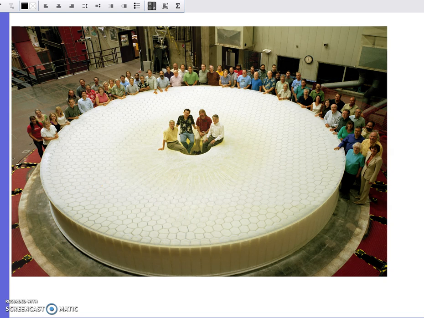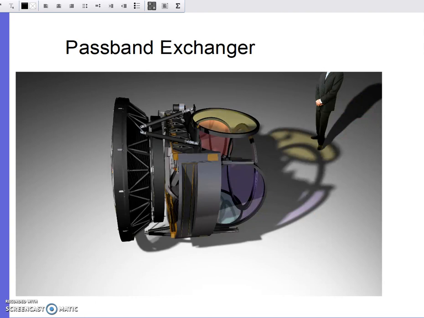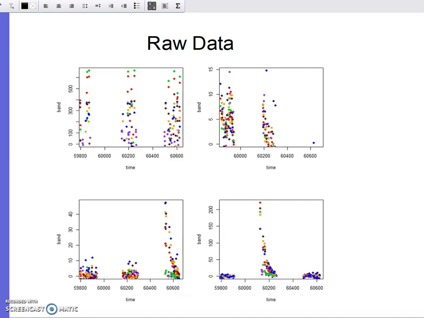It also has a passband exchanger, which is great for doing not spectroscopy, but getting a lead on. They've picked these colors to be able to differentiate, say, different types of supernova. So by looking at the yellow versus the blue bands, you'll be able to tell the difference between two different supernova type stars as a variable star.